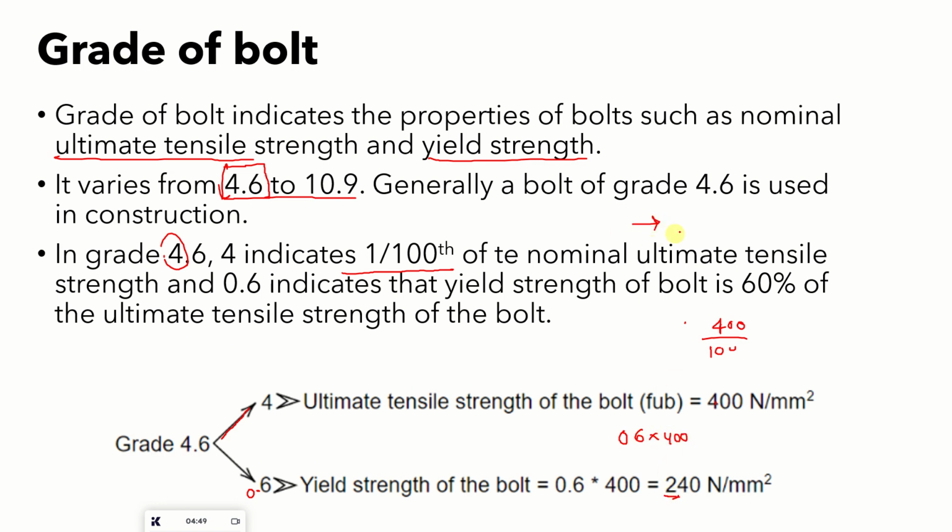This is indicated in Table number 1 of IS 800. You can check it out. In IS 1367, all these are mentioned. The grade 4.6 and the ultimate tensile strength will be mentioned, so that according to the grade, you can decide what is the yield strength of the bolt.